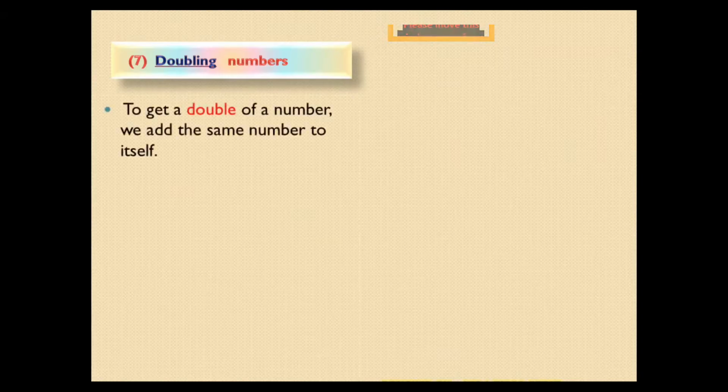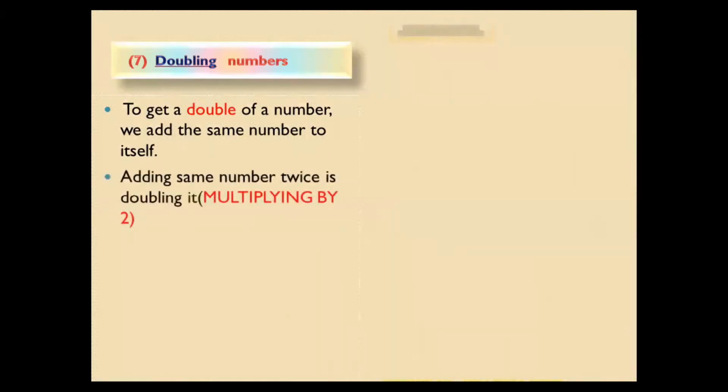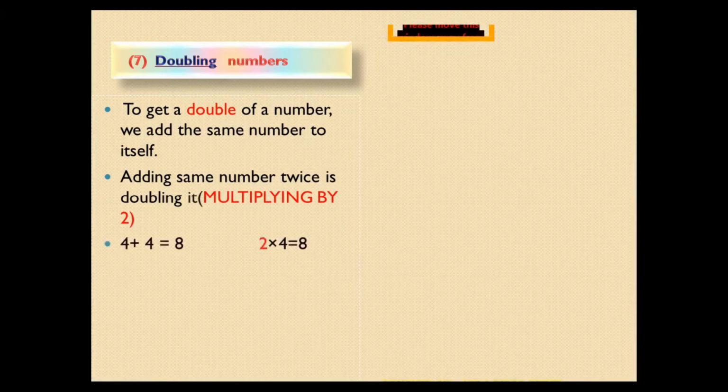Fact number 7, doubling numbers. To get a double of a number, we add the same number to itself. Adding the same number twice is doubling it, which means multiplying the number by 2. In this example, we have 4 plus 4. 4 plus 4 equals 8.